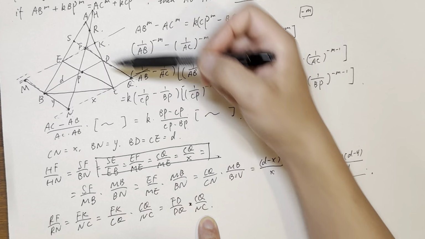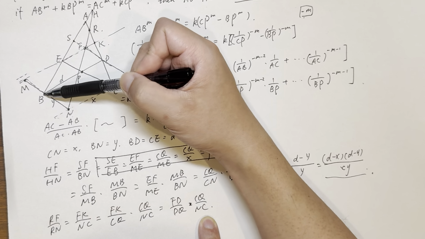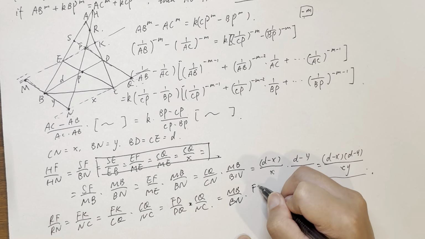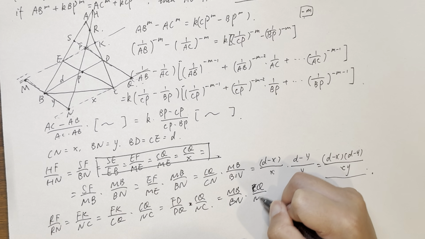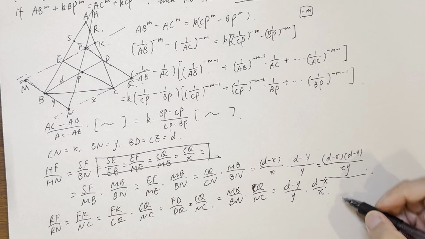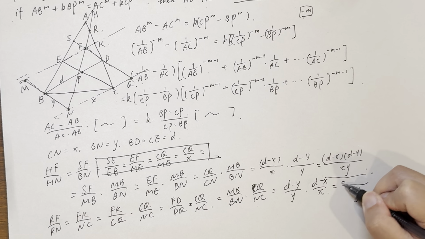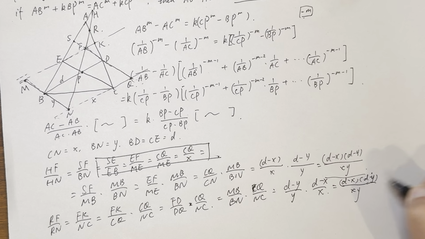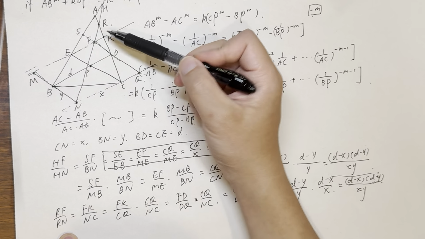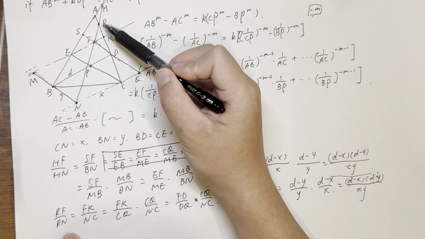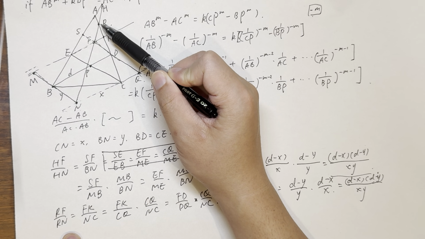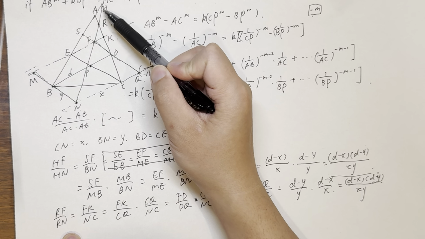And what is FD to DQ? FD to DQ, that is MB to BN. CQ to NC equals (D minus Y) to Y times (D minus X) to X, right? So it's still (D minus X)(D minus Y) divided by XY. Which means we have the conclusion that HF to HN equals RF to RN, which means H and R are the same point, right? And what is H?